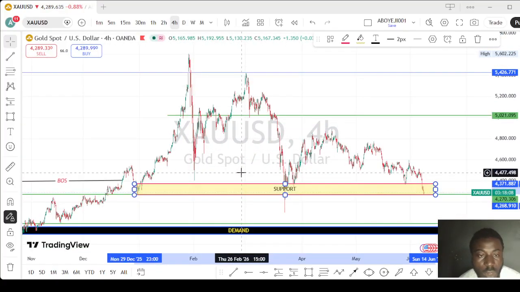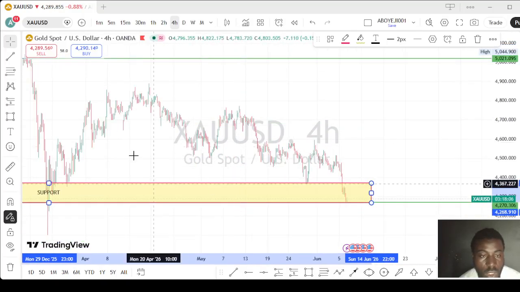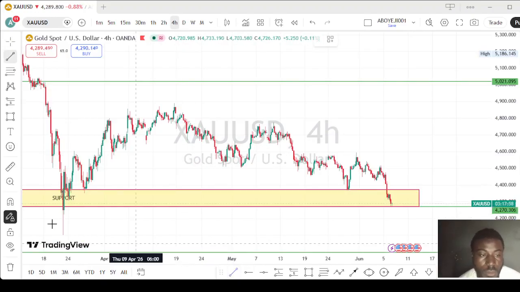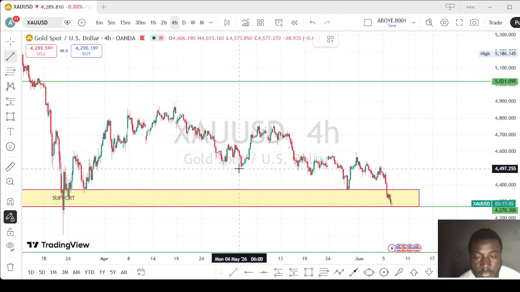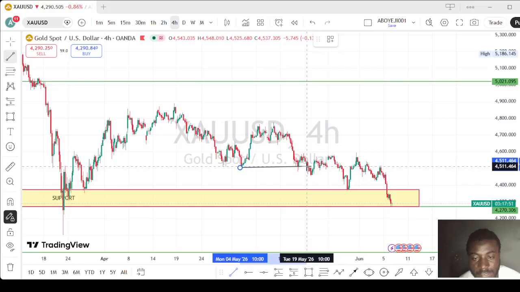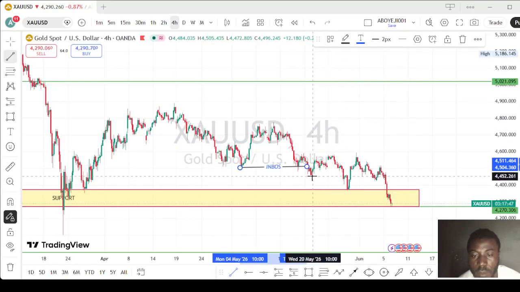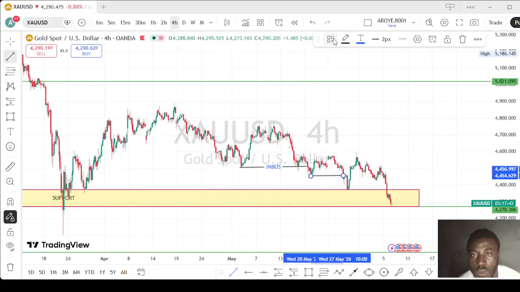We guys, be patient on this 4 hour time frame. Seriously, this is what the market is doing. So we guys, be patient on this key level also. This is the downtrend market. BOS, break of structure, and this is a downtrend market also. Break of structure.